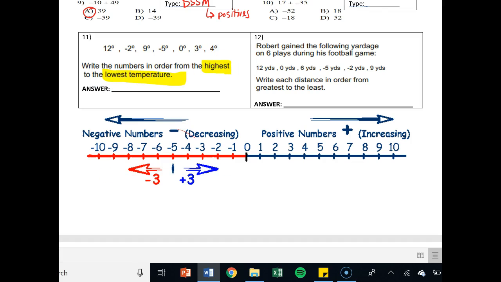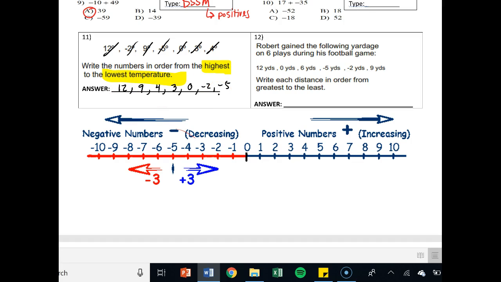So in order here, the highest temperature appears to be 12 degrees. Get rid of that. Then we got 9 degrees. Get rid of that. Then 4 degrees. Get rid of that. Then 3 degrees. Get rid of that. Then 0 degrees. Then, is it -2 or -5? Well, if we take a look at our number line, -2 appears first, then -5. So -2, then -5. That is in order from highest to lowest, or greatest to least. Okay? You're responsible for 12.